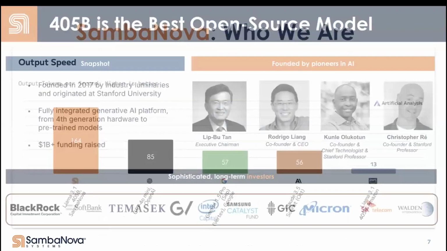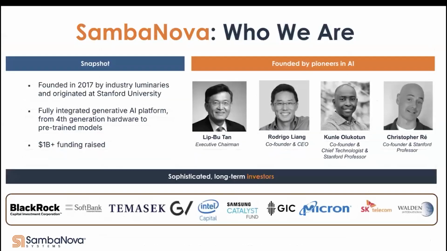To go into a little bit of background about SambaNova, we are a hardware company. We were founded in 2017, so we're hitting our 7-year mark. We originated at Stanford University, where our 3 founders all found each other. We have a fully integrated generative AI platform, and we have 4th generation hardware. So we've been making chips for a while now, as well as we have these pre-trained models on top of them.